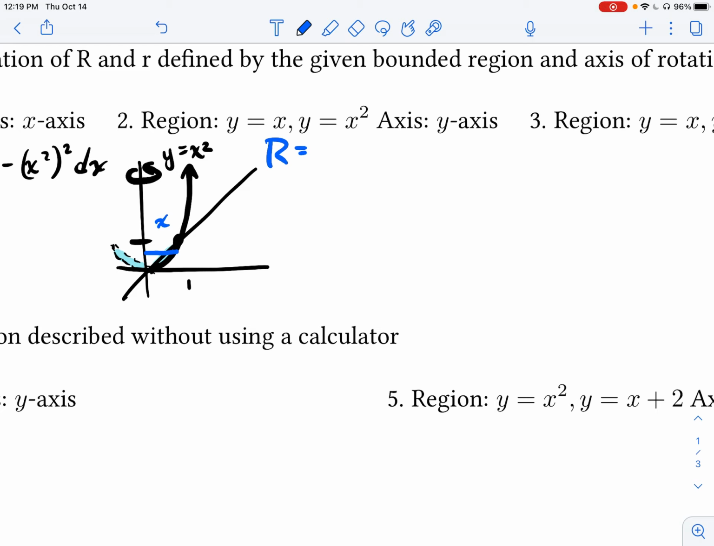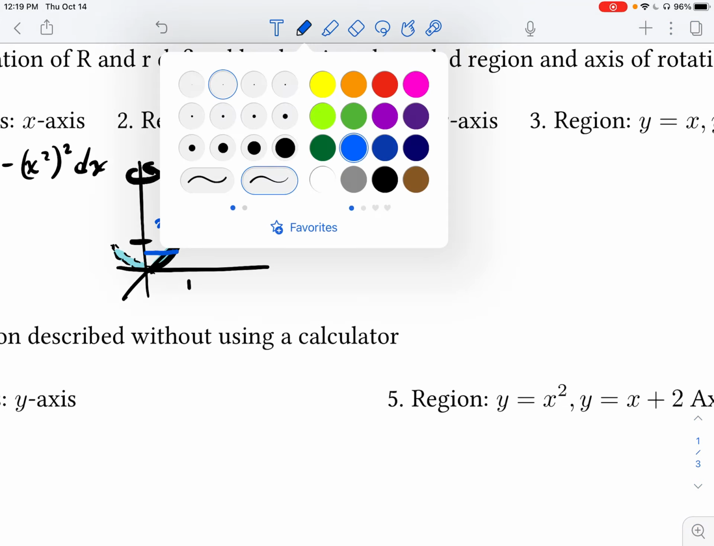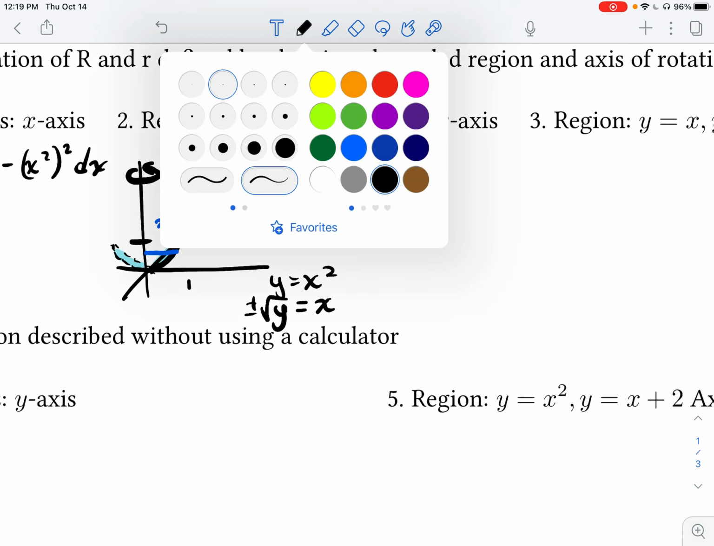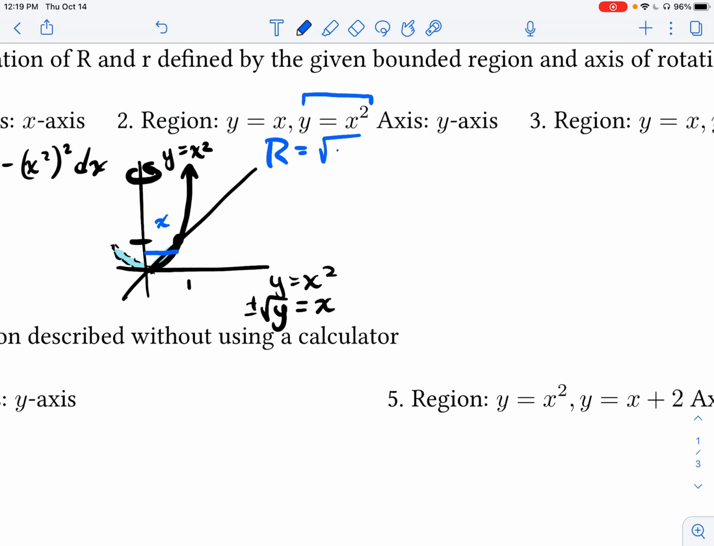If we go out this way, this time the large radius is determined by the x value given from this function here. So I would want to rewrite x as a function of y. So if y is equal to x squared, x as a function of y is plus or minus the square root of y. So my larger radius this time is going to be the square root of y. And we're going to square that, so it doesn't matter if it's positive or negative.